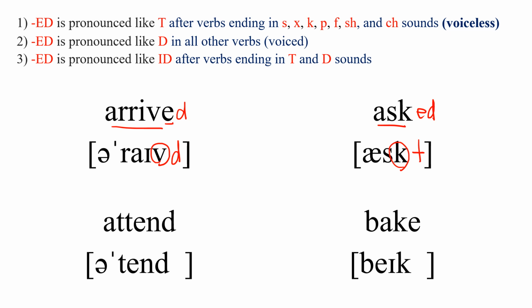The next word is attend. D ending. So ED becomes an extra syllable. Attended. Bake. E ending. So when you put D. And then bake. K is voiceless. So it becomes T sound. Baked. Arrive, arrived. Ask, asked. Attend, attended. Bake, baked.